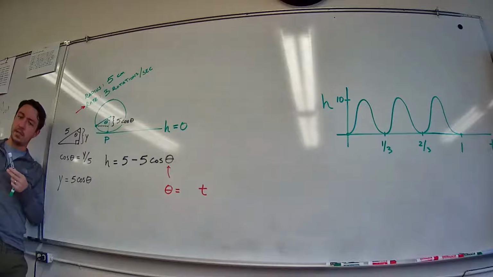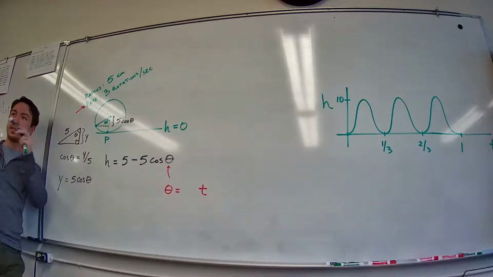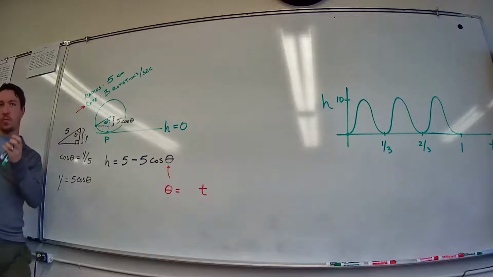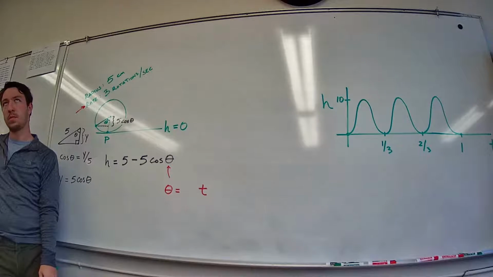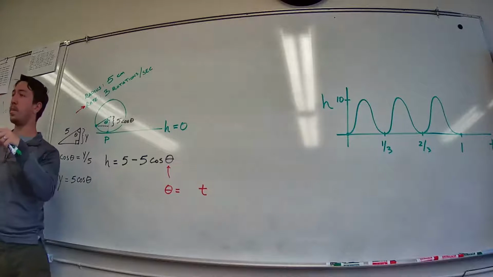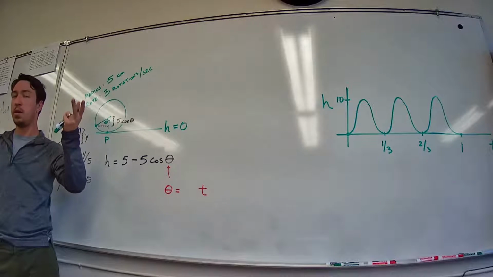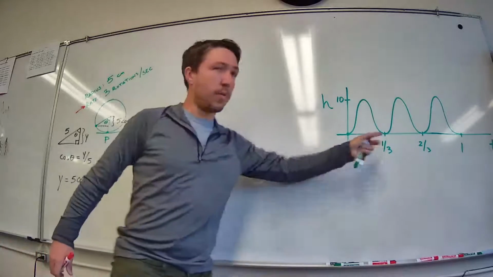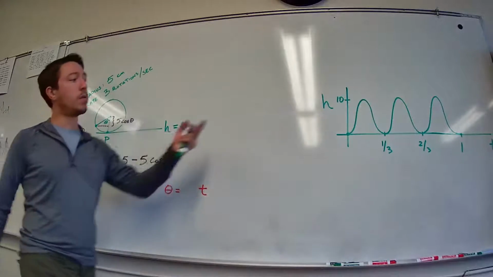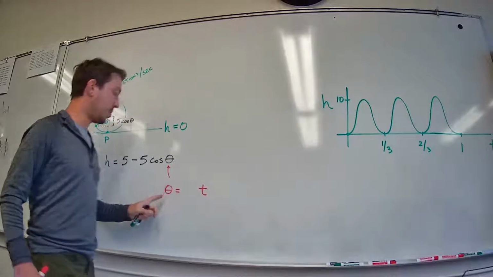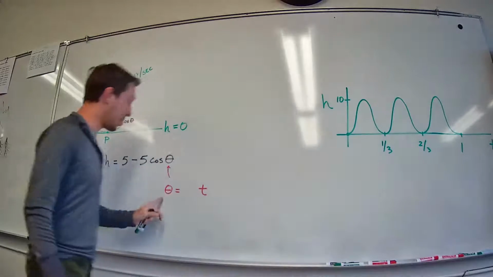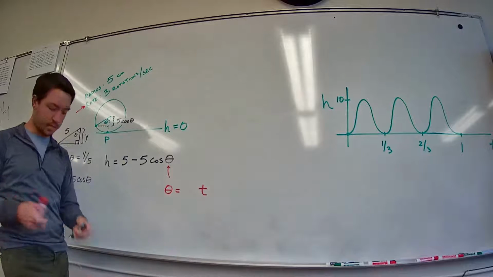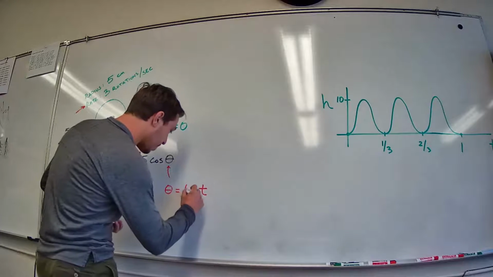Okay, here's another hint if you're a little stuck. What's 1 revolution in terms of radians? 2 pi. So when t is 1/3 of a second, what do we want theta to be? Well, we want it to be 2 pi because 1 revolution is 2 pi radians. So when t is 1/3, we want theta to be 2 pi. When t is 2/3, we want theta to be 4 pi. And then when t is 1, we want theta to be 6 pi. So what number goes right here? 6 pi.